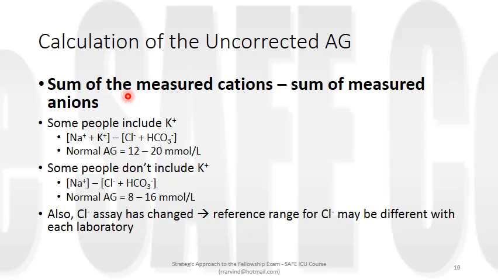Also note that the chloride assay has changed over the past few years in various labs, and therefore the reference range for the chloride may be different for each lab, and if the reference range of the chloride is different, the anion gap is going to be different. So each lab may have its own anion gap reference range, which means that you'll have to take your lab's reference range into account when you're using this for analysis.